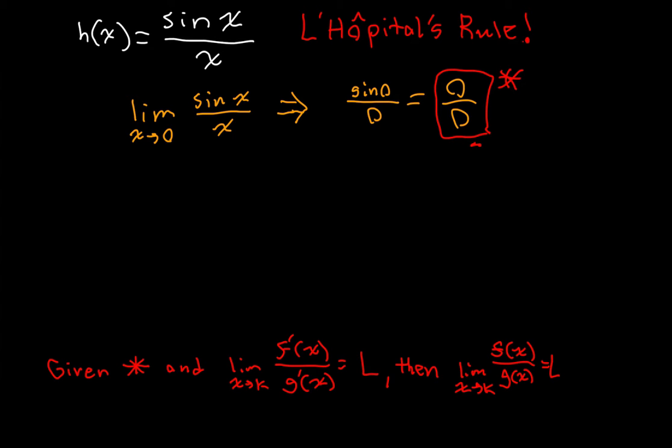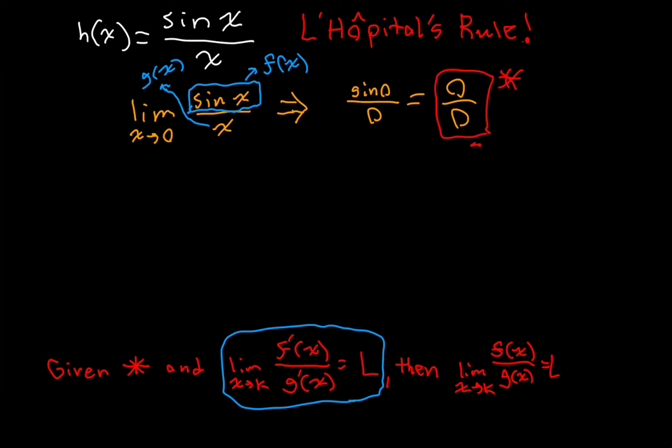Okay, so what's f of x and g of x? Well, I'm going to say that sine of x is f of x, right? It's in the numerator. And I'm going to say that x is g of x. X is a function of x, right? It's just x. So let's check, because if we find the limit of the derivatives of these functions as a quotient, like here, and it is equal to some real number L, then we will have found our original limit.